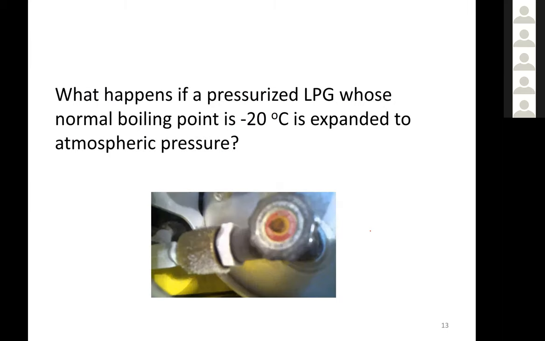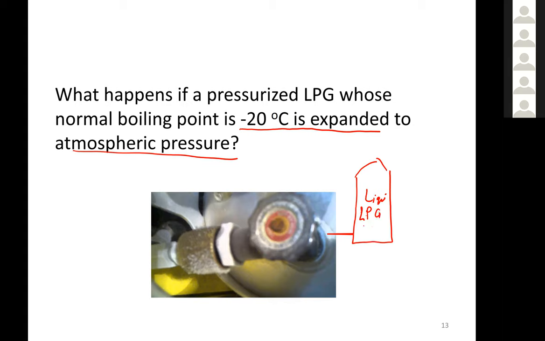So let's look at here, what happens if a pressurized liquefied petroleum gas whose normal boiling point is minus 20 degrees C is expanded to atmospheric pressure. So what I have here, I have some pressurized liquid petroleum gas, and initially, let's say, for instance, at 10 atmospheric pressure, very high pressure. Of course, initially, as it is inside the cylinder, its temperature will be in equilibrium with the surrounding. Let's say, for instance, that the surrounding is at 30 degrees C. Then it is going to stay at 30 degrees C initially.